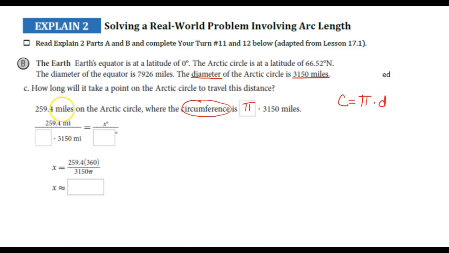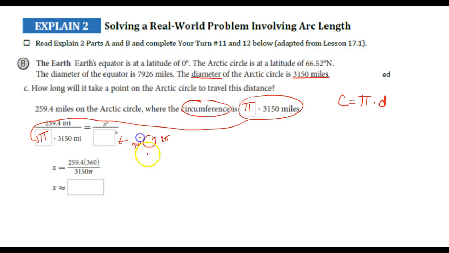Alright, so here is our miles for the Arctic Circle. We're going to write that over our circumference. So they just took this and plugged it in right over here. And then one revolution, remember, one revolution all the way around a circle, would that be in degrees? 2 pi or 360 degrees in this case. 360.